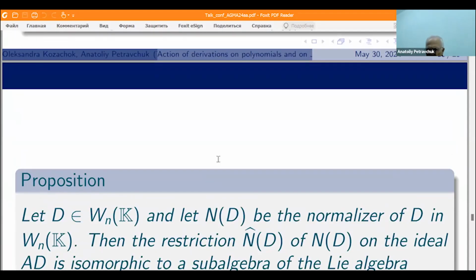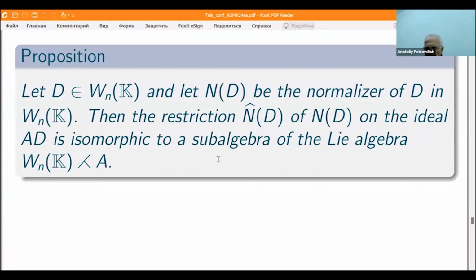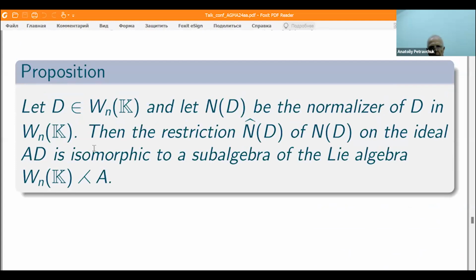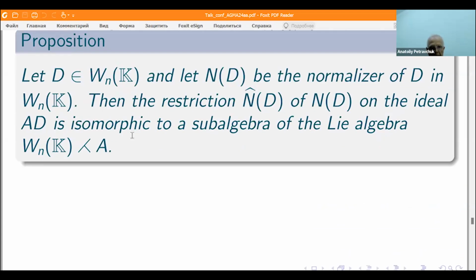And analogously, we can obtain the next proposition. Let D in W_n(K), and let N(D) be the normalizer of D in the subalgebra. Then the restriction N-hat(D) of N(D) on the ideal AD is isomorphic to the subalgebra. These are some parallel results for the action of derivations on polynomials and on other derivations by multiplication.